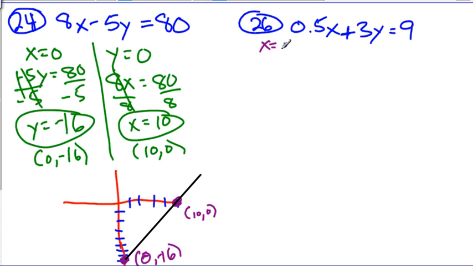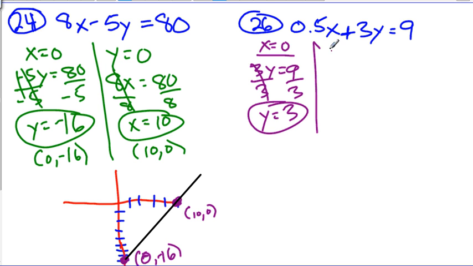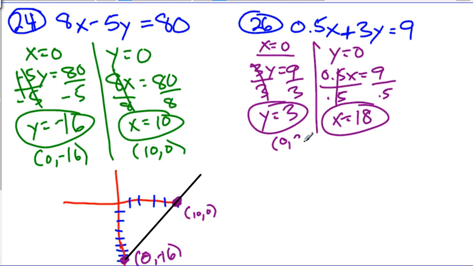Okay, last one. X equals 0. 3y equals 9. Divide both sides by 3. Y equals 3. Now y equals 0. So when y equals 0, I get 0.5x equals 9. We're going to divide both sides by 0.5. That's dividing by 1/2. That's different than dividing by 2. Dividing by 2 cuts it in half. Dividing by 1/2 actually doubles it. So those get canceled out. So I get x equals 18. Okay, so this point is 0, 3. This point is 18, 0.